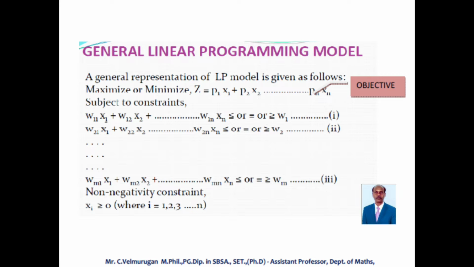Then we consider the non-negative constraint: xi greater than or equal to 0. Either the quantity is a whole product or the product is not available. We do not consider negative values, that means defective products. We do not consider defective products, so here we use xi greater than or equal to 0.